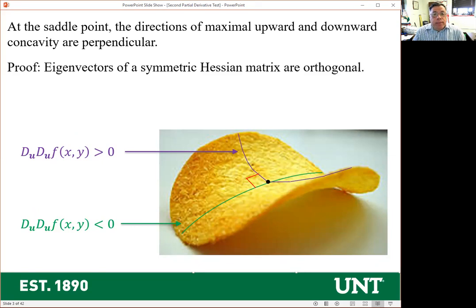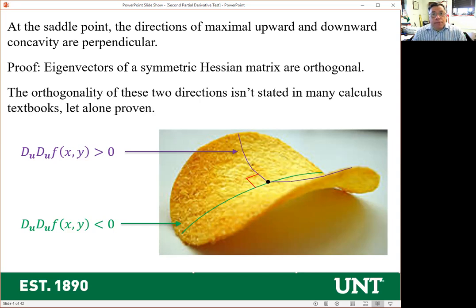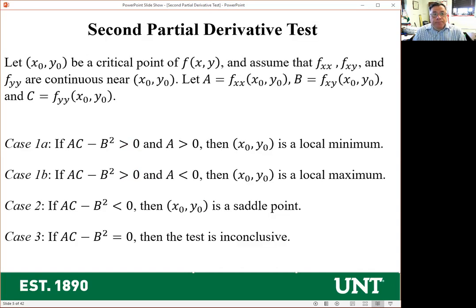This is a theorem that typically requires a fair amount of linear algebra to prove, more precisely that the eigenvectors of different eigenvalues of a real symmetric matrix like the Hessian are orthogonal. And because this requires a fair amount of linear algebra, that's my guess as to why this theorem isn't typically even stated in calculus textbooks, at least in my experience, let alone proven in calculus textbooks. And that's what I'd like to address with this talk.